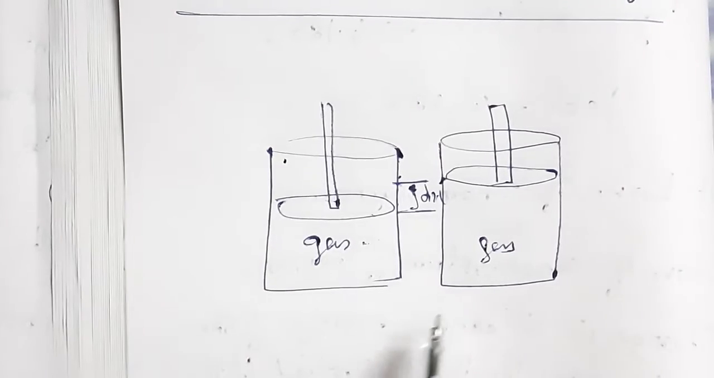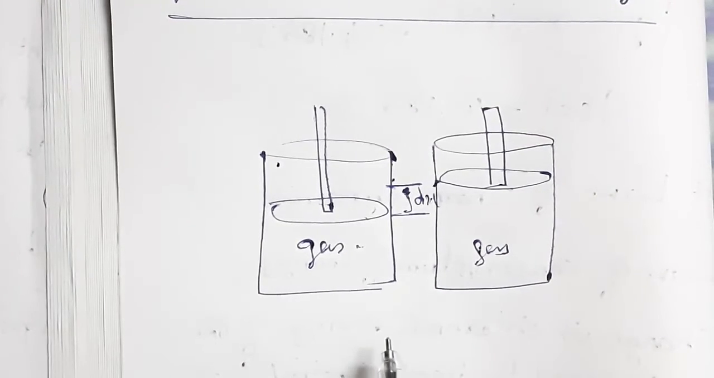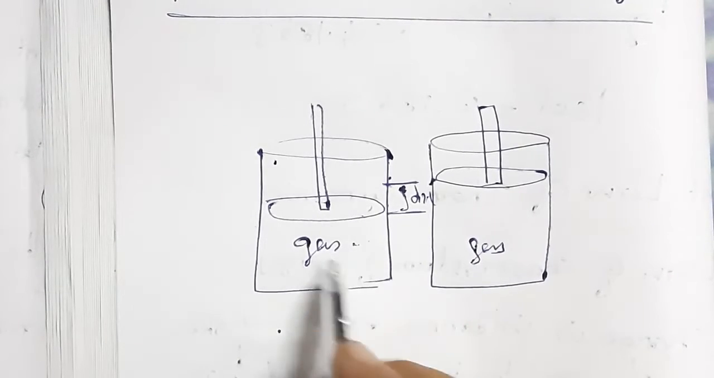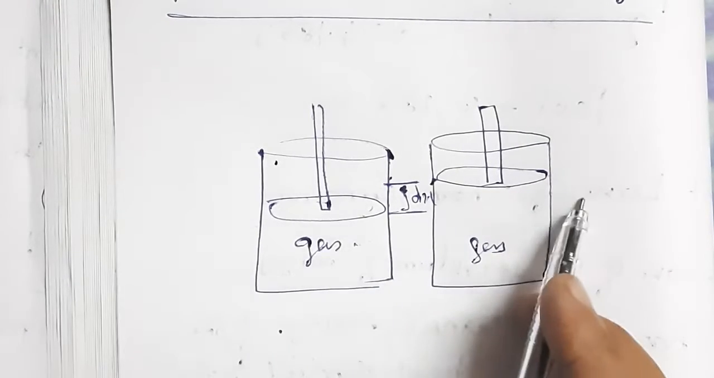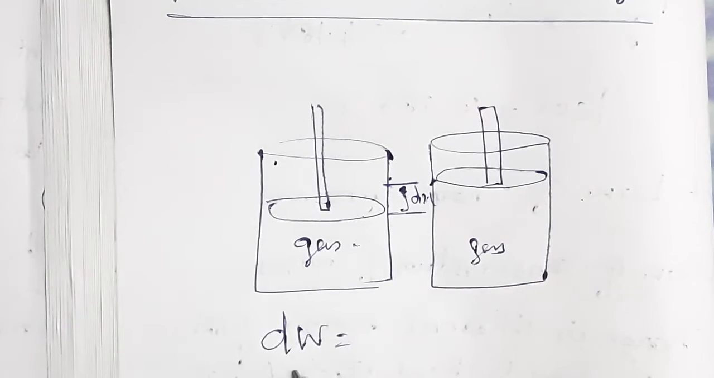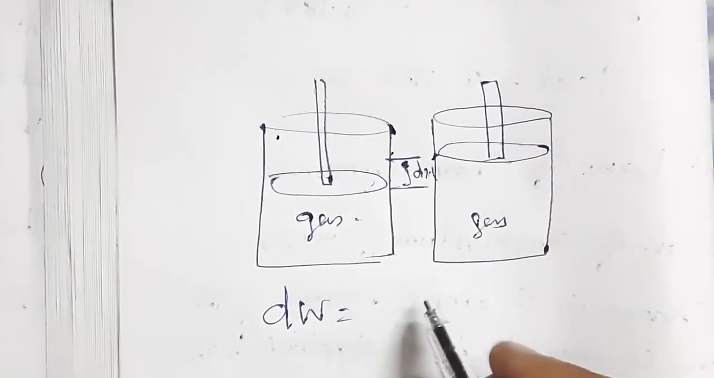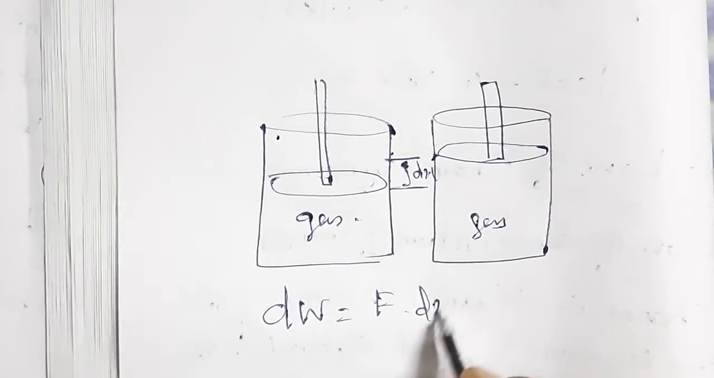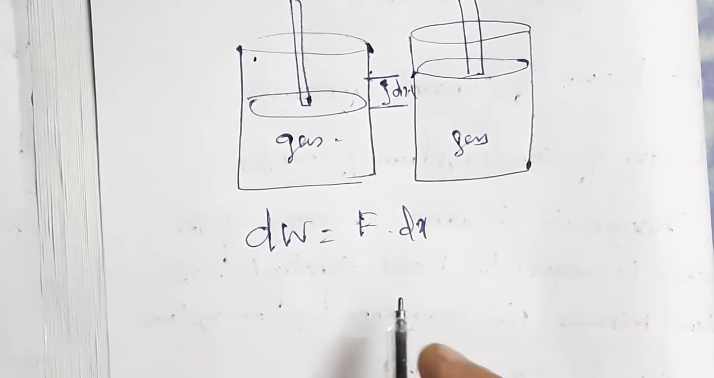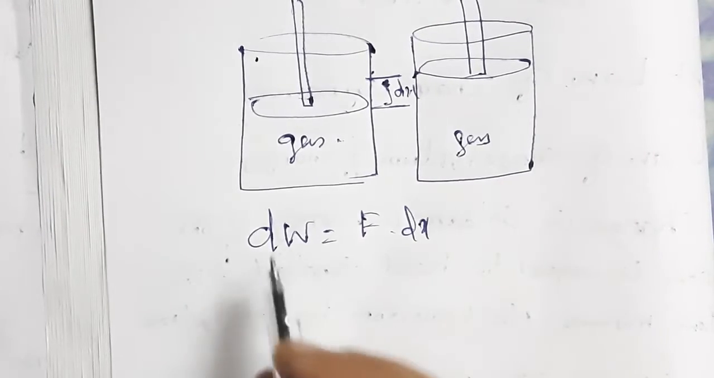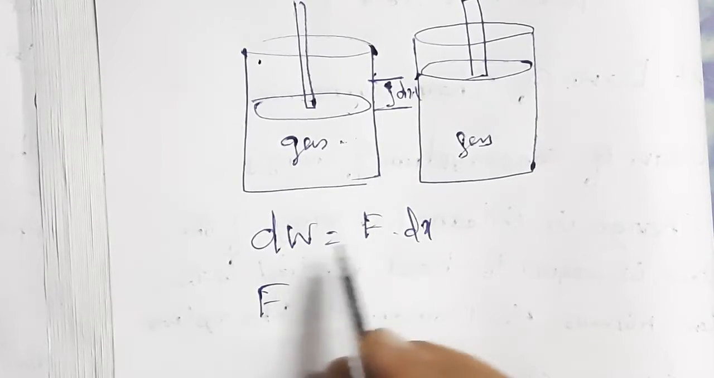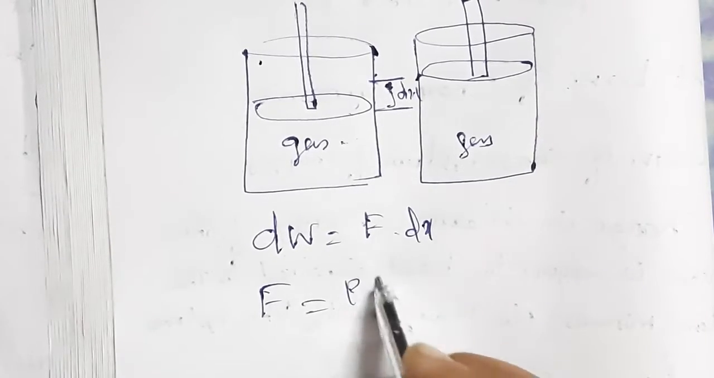Now, let's see the work done. So, the small work done by the gas on the piston can be written as dW, small work done. dW is equal to F into dx. So what is the force exerted by the gas on the piston? Force exerted by the gas on the piston, F is equal to P into A.